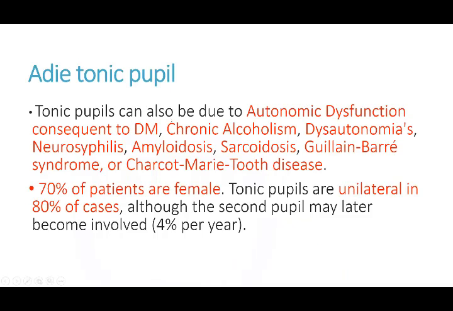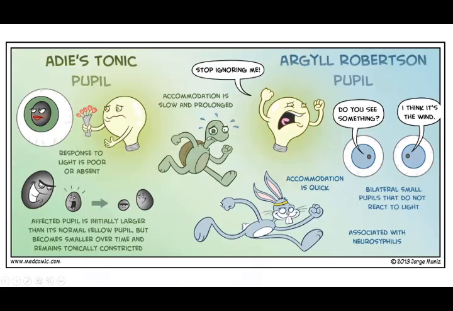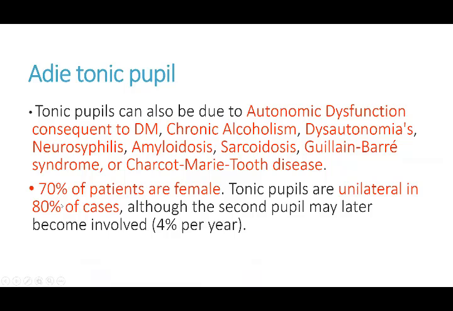Tonic pupils can also be due to autonomic dysfunction subsequent to diabetes, chronic alcoholism, dysautonomias, neurosyphilis, amyloidosis, sarcoidosis, Guillain-Barré syndrome, or Charcot-Marie-Tooth disease. 70% of the patients are female. And tonic pupils are unilateral in 80% of cases, although the second pupil may later become involved.